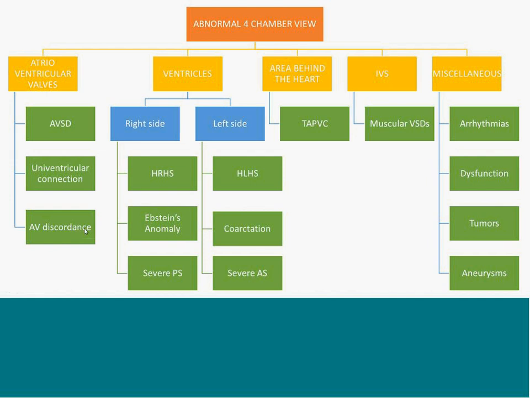When you have a hypoplastic right side or left side, you can have vein problems like PAPVC, and VSDs, especially the muscular ventricular septal defect. And in a 4-chamber view, you can also see certain other additional information like arrhythmias, ventricular dysfunction, tumors, and aneurysms.